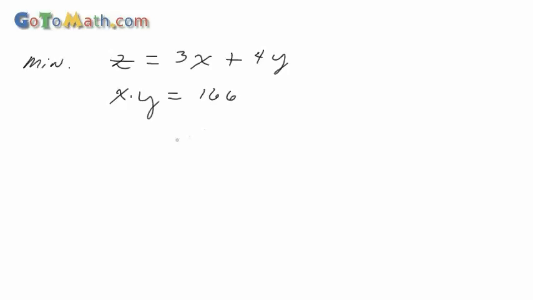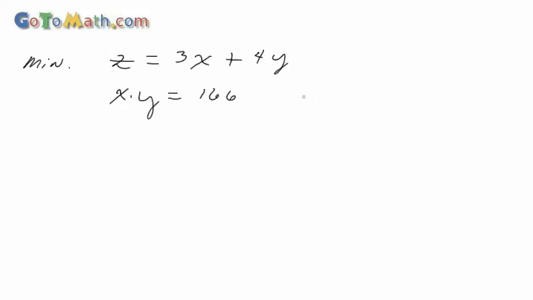Okay, so we're trying to minimize z, and we've got 3x plus 4y, and then we have a product of 166. Product of 166.